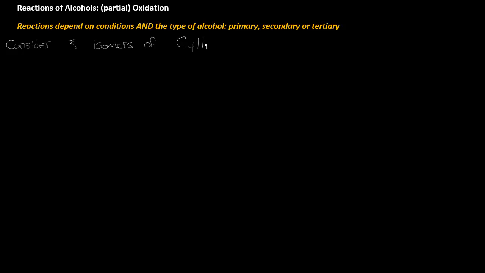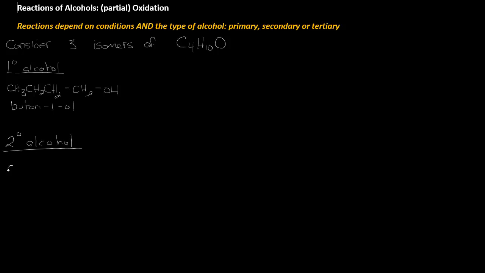So we're going to look at 3 different isomers of C4H10O. So these are all types of butyl alcohol. So first we'll look at a primary alcohol. So this will use butan-1-ol, more commonly known as n-butanol. Now a secondary alcohol, which will be butan-2-ol. So again, our hydroxyl functionality will be on the second carbon. Okay, correct name there.